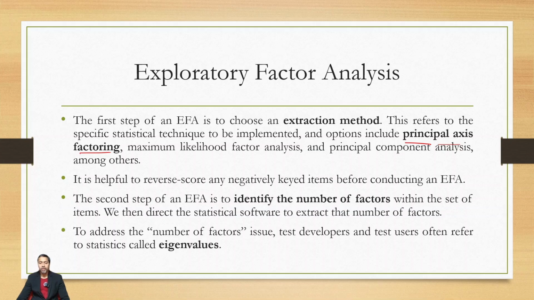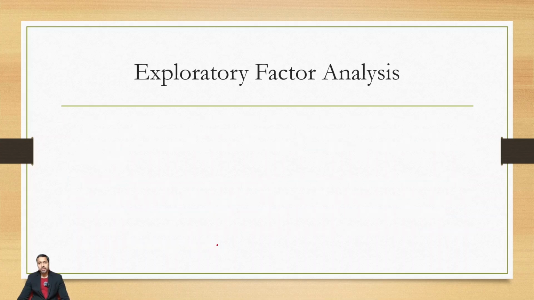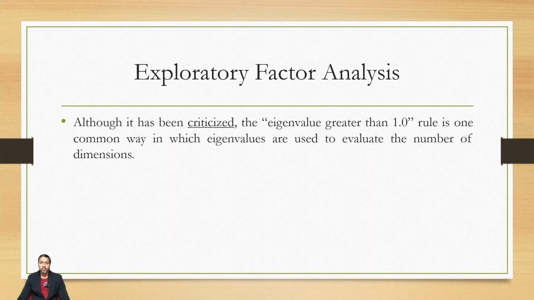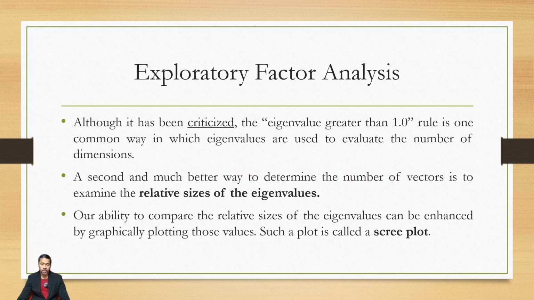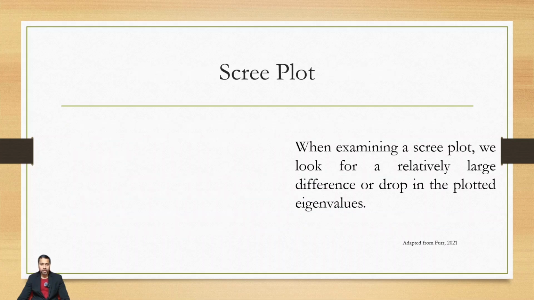To address the number of factors issue, test developers and test users often refer to statistics called eigenvalues. The old rule was to use eigenvalues greater than 1, but it has been heavily criticized. A second and much better way to determine the number of factors is to examine the relative sizes of the eigenvalues. Our ability to compare the relative sizes of eigenvalues can be enhanced by graphically plotting those values. Such a plot is called a Scree plot. Let us see on the next slide.